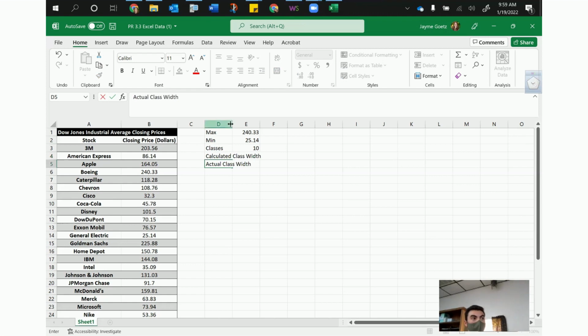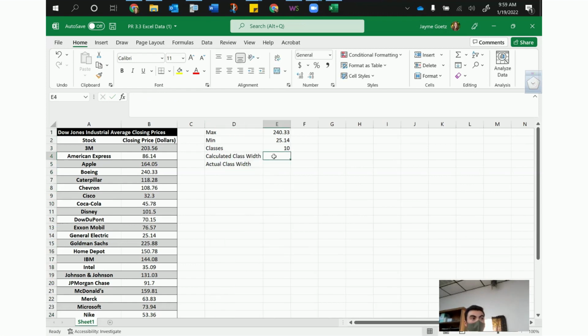To do your calculated class width, be very careful because, just like we did in the calculator, you need those parentheses to follow the order of operations. So you hit equals, then open parenthesis, and you have the formula on your paper: max minus min over the number of classes. In the parentheses, you want your maximum value minus your minimum value, then close those parentheses because we want that to happen first. Then you divide it by the number of classes that we want, which is 10, and hit enter. So that's my calculated class width.